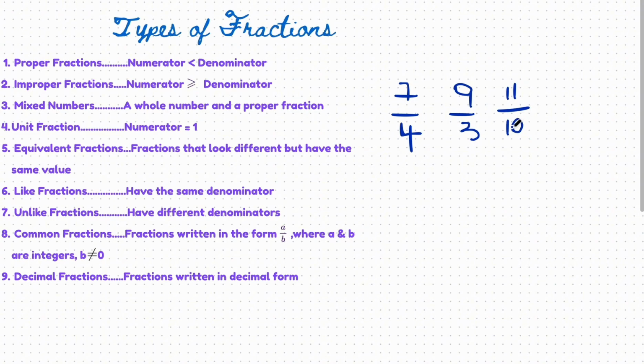These are all improper fractions. So the 7 is greater than the 4, 9 is greater than 3, 11 is greater than 10. The numerators are greater than their respective denominators.